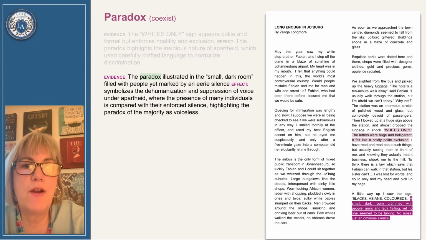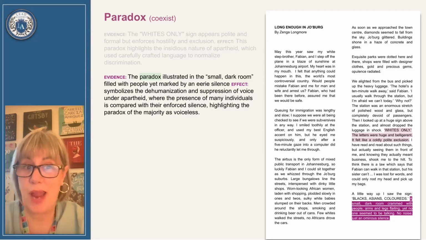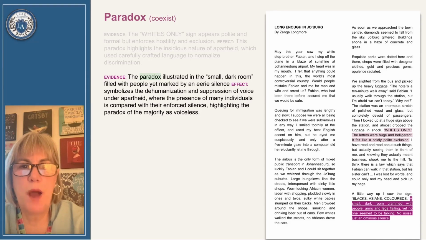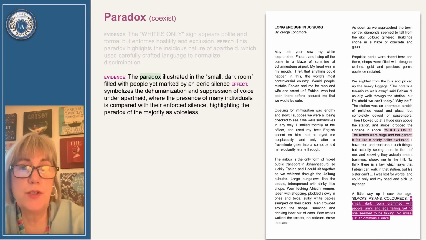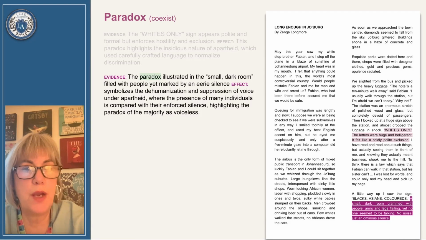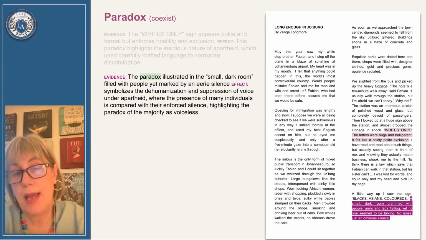In this example of paradox, the small dark room, although filled with people, in fact jam-packed, is marked by an eerie silence, symbolizing the suppression of voice under apartheid, where the presence of many individuals is contrasted with their enforced silence. This highlights the paradox of the majority as voiceless.